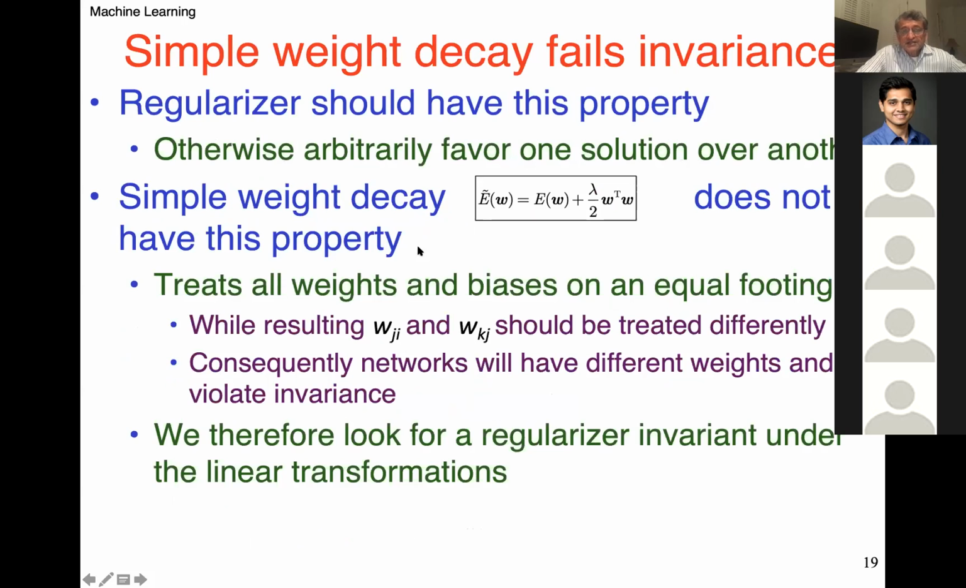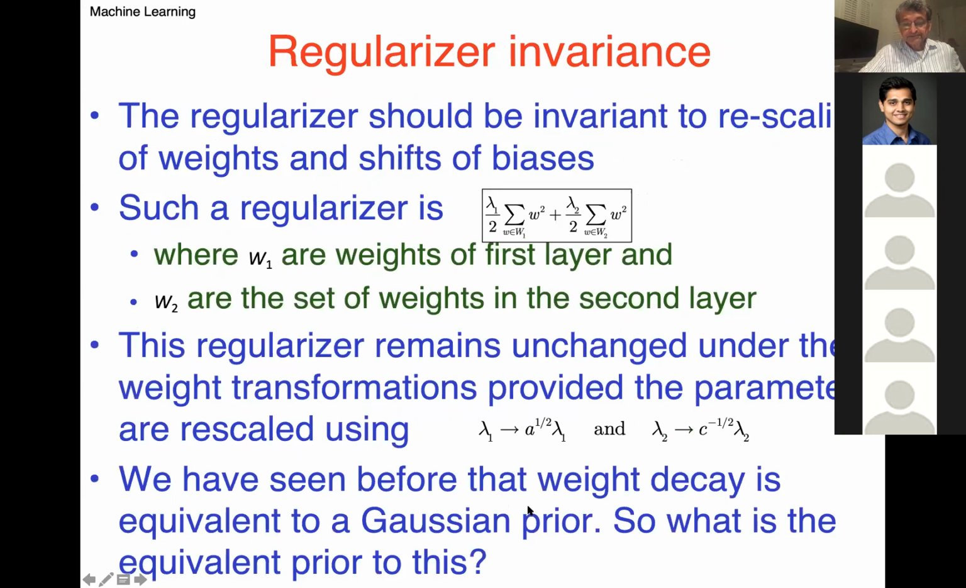And now we argue that simple weight decay fails that invariance. So if we train the network like this, if you rotate the object, you're not going to get the same output, right? So what do we have to do to build that kind of invariance into the network?